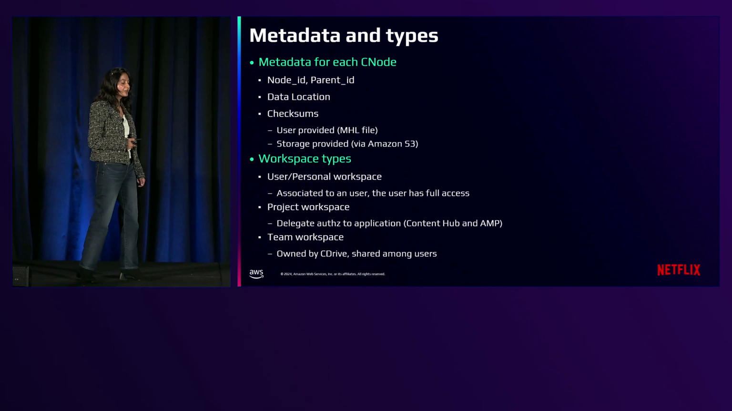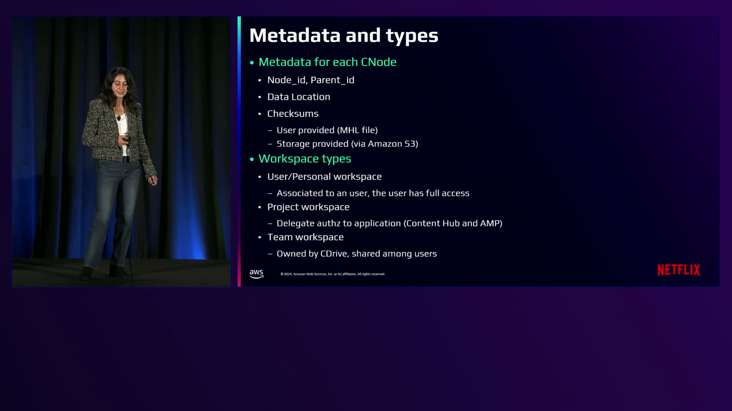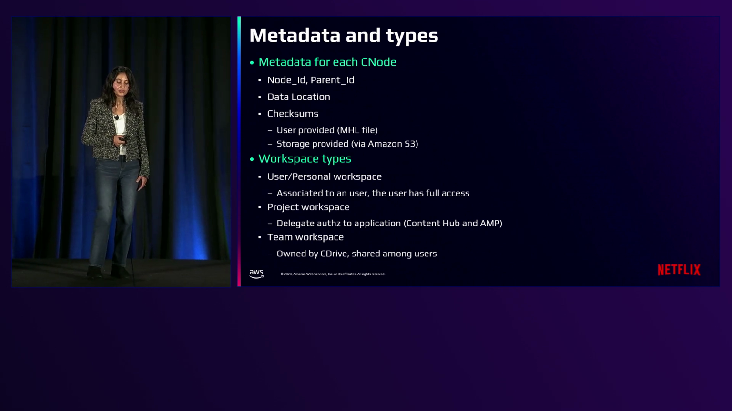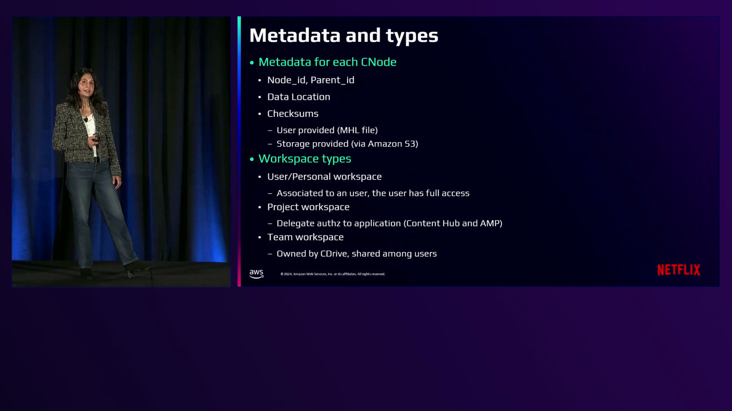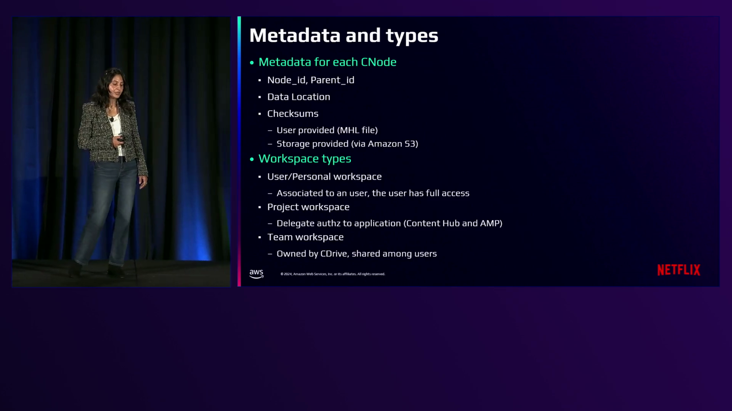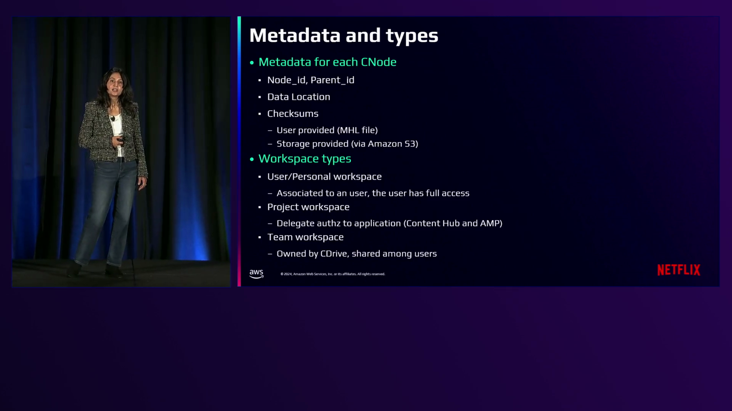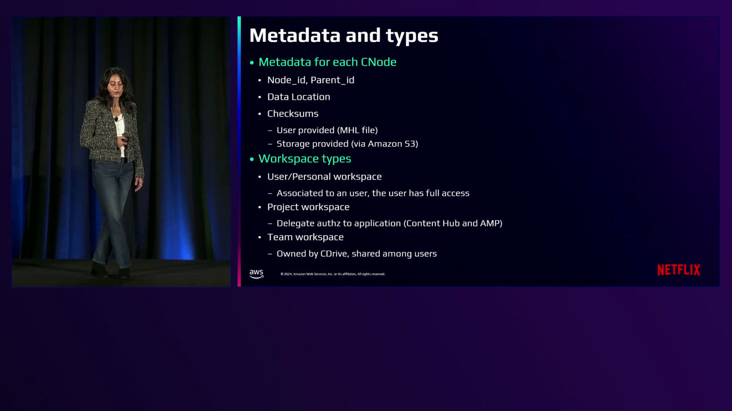So what are the different metadata types that are stored for each C node? For each C node, these are only a limited set of metadata that we have listed here. For example, we definitely have a unique UUID that we generate for each C node, which is a node ID. It has a reference to its parent, so it has a parent ID. It has a reference to the data location in case it's a file node. And we also store the checksums and the checksum status for each node.